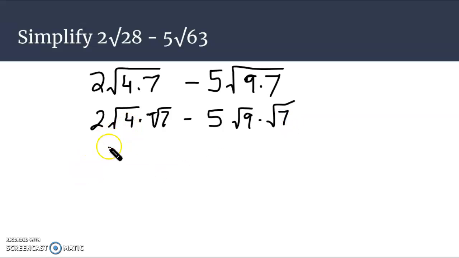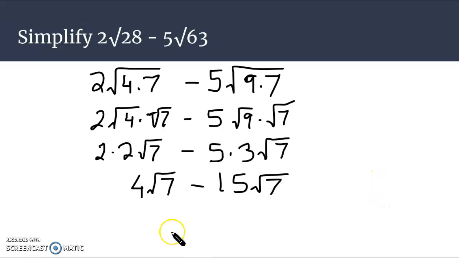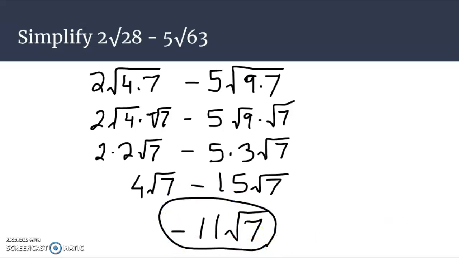The square root of 4 is 2, so here we're going to have 2 times 2. Notice the original 2 here carried through. That's square root of 7. Then we have 5 times square root of 9, which is 3. And then square root of 7 is there. We're going to multiply the 2's and get 4 square root of 7. We're going to multiply the 5 times 3 and get 15 square root of 7. 4 minus 15, negative 11. Final answer, negative 11 times the square root of 7.